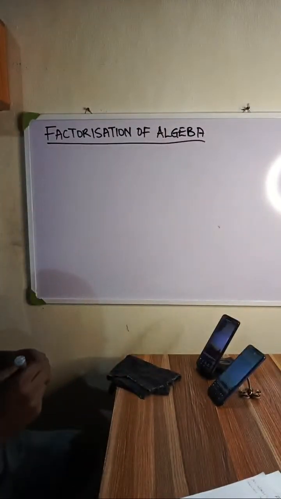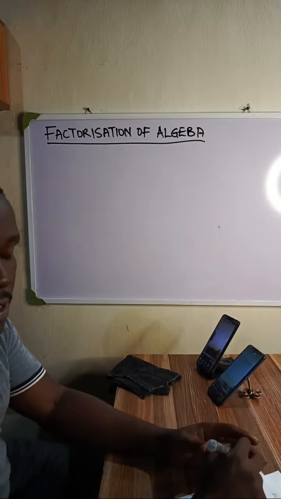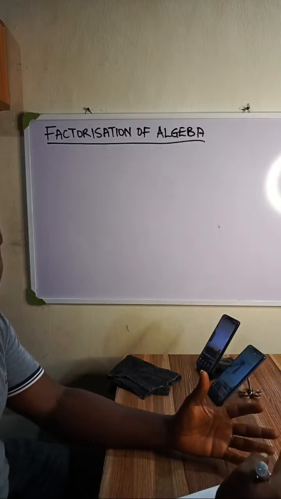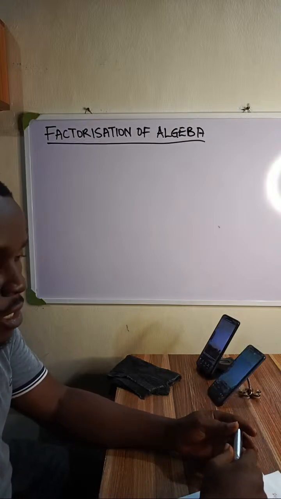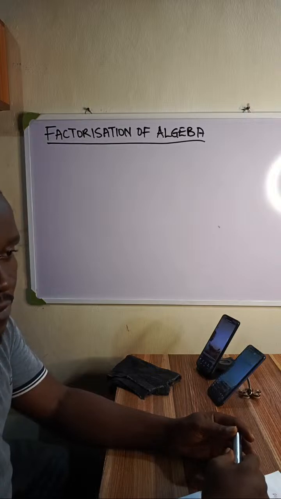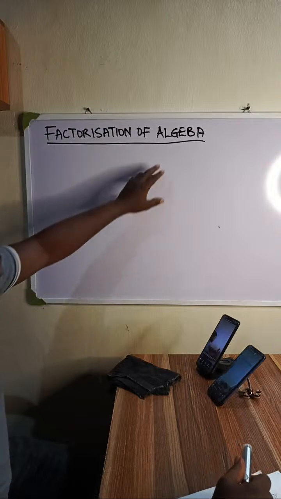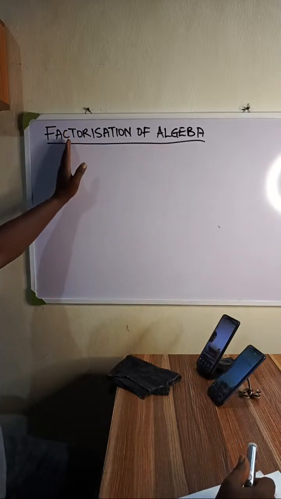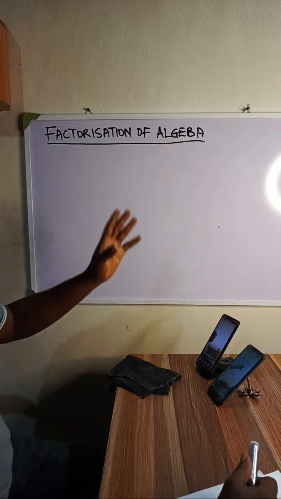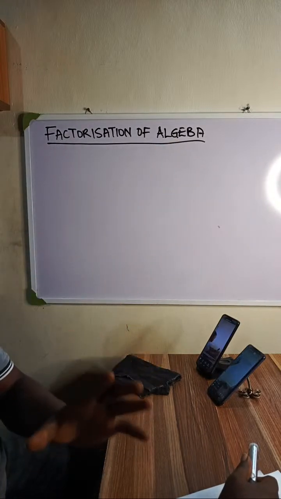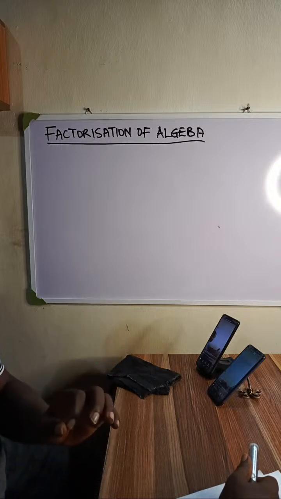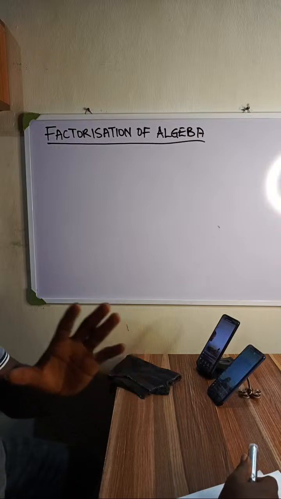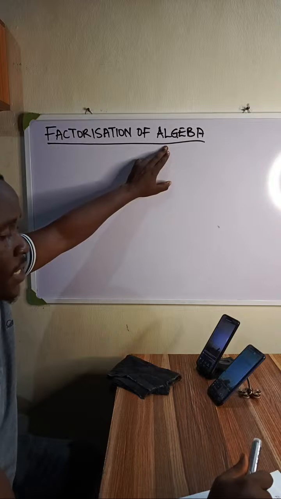So this topic is a very important topic in mathematics, and it serves as one of the foundations for more advanced topics in equations and other parts of mathematics. So the first thing we need to know is what is an algebra. Remember, we're looking at factorization of algebra, or we can call it factorization of algebraic expressions. So first thing is, what is an algebra?